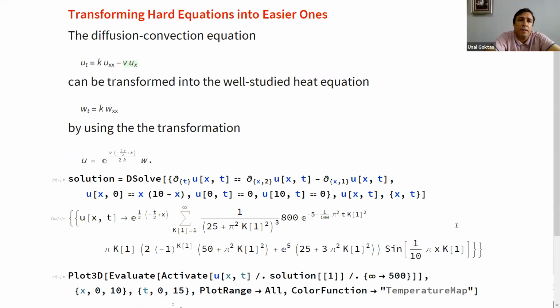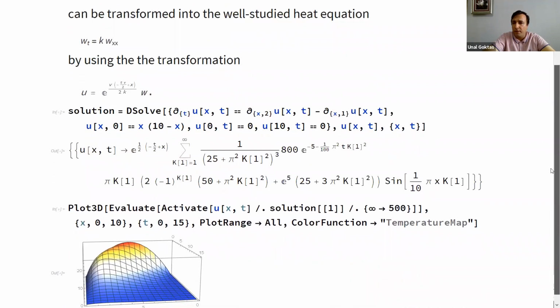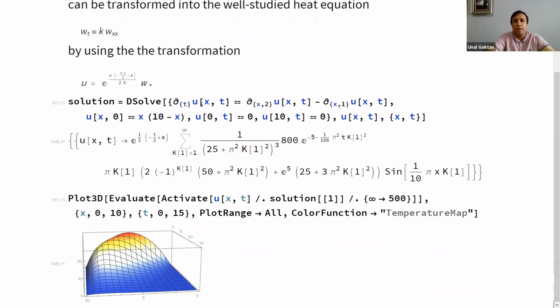Another method that we use is transforming hard equations into simpler ones. For instance, suppose we have a diffusion equation with this term here. We want to get rid of this b times u partial x. For this, we use this transformation, and this leads us to this simpler heat equation. For this example, we will be showing the trick of this transformation. So this problem is solved by using this transformation. And once the solution is found, the plot looks like this.